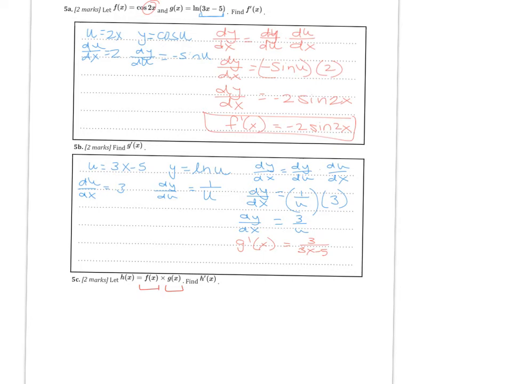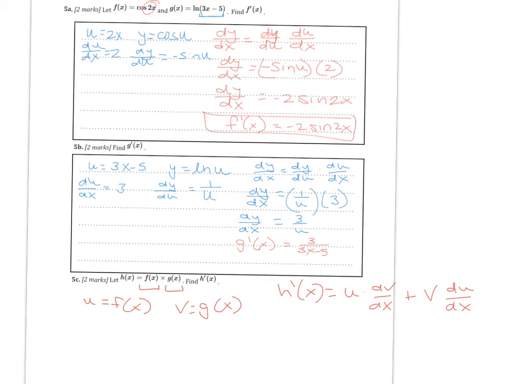So I'm going to go ahead and define u to be f of x and g of x as v. So u is f of x, v is g of x, because it's going to have to be a product rule. And that way we know that the derivative h prime of x will be u times dv dx plus v times du dx.